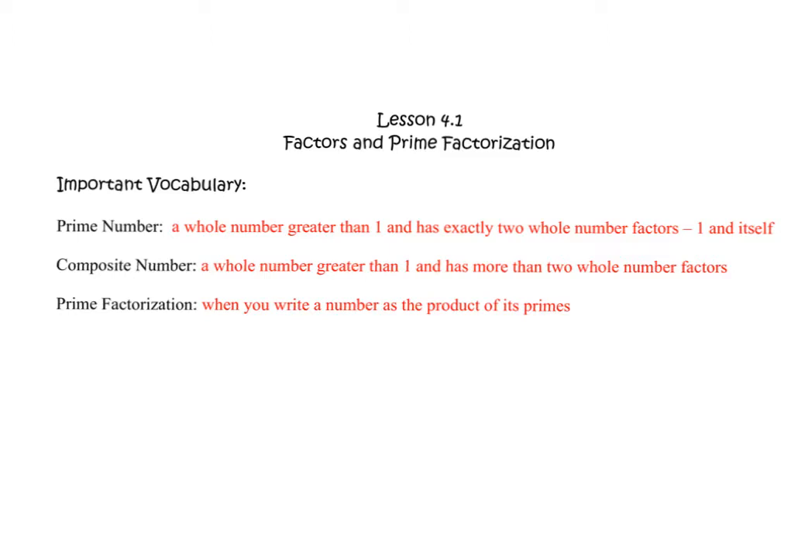And the prime factorization then is when you write a number as the product of its primes. Now that word product should jump out to you. We've talked about it before. It means multiplication. So it means we are going to write it as the multiplication of the prime numbers that make it up. And we'll get into prime factorization in just a second here.